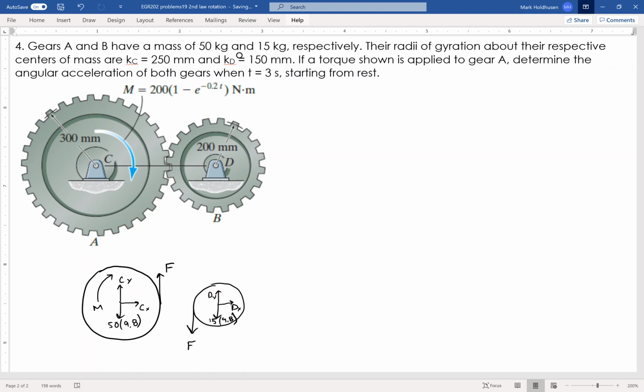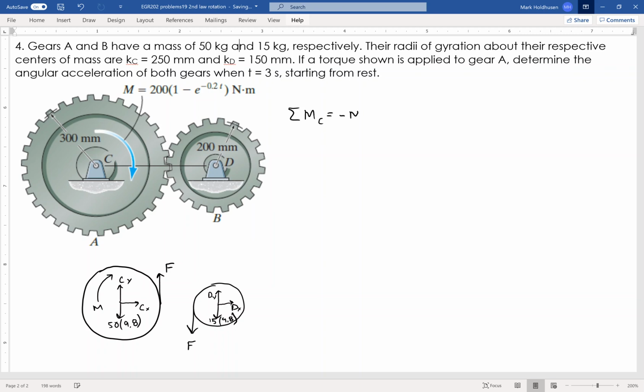Now, I don't really have any force equations. I don't really care about Cx, Cy, Dx, Dy. I'm just going to do the moment equations about the center of gravity, which is the point of pure rotation. So it's really the only choice that I have. So I'll start by summing the moments about C.